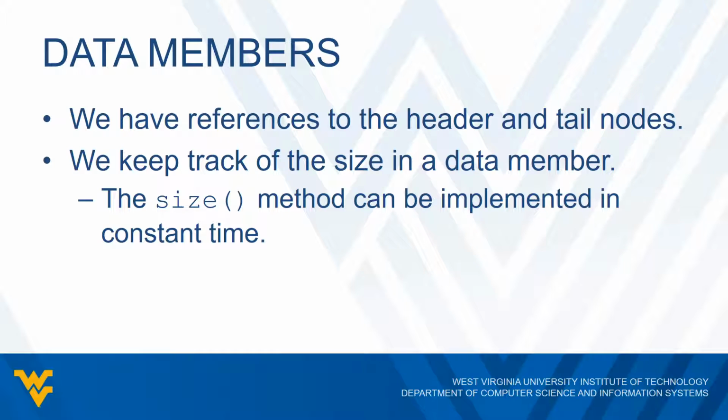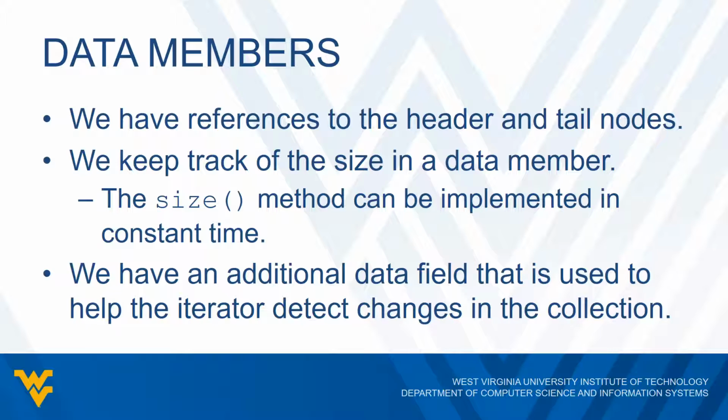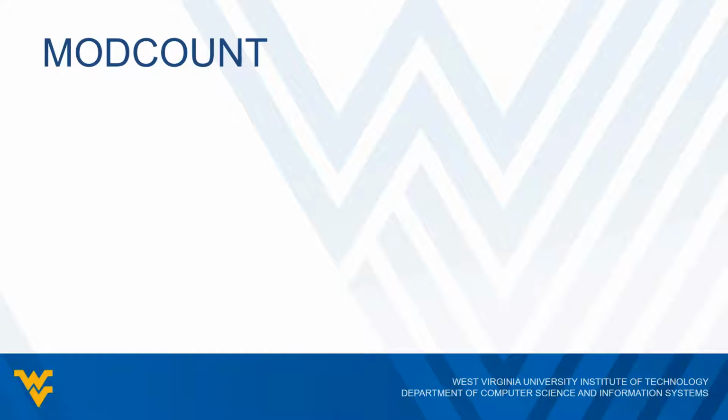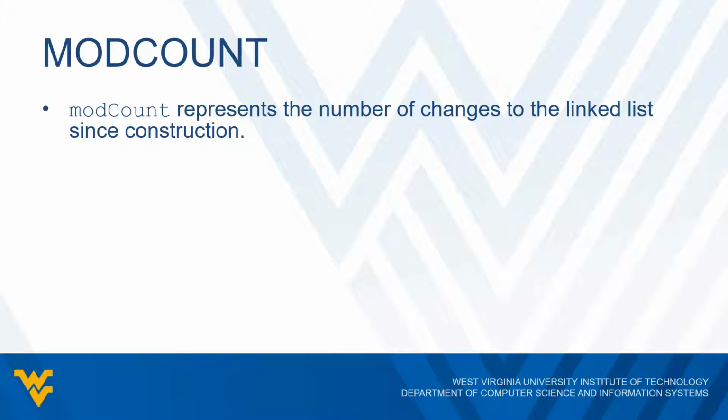We also have an additional data field that we're going to talk about, and this is used to help the iterator determine if there were changes in our collection. Because if you remember, if there are changes to the collection, then the iterator is no longer valid. So we're going to talk about another data field that helps us with detecting these changes. This data member is called ModCount, and this is going to keep track of the number of changes made to the linked list ever since the linked list was created.